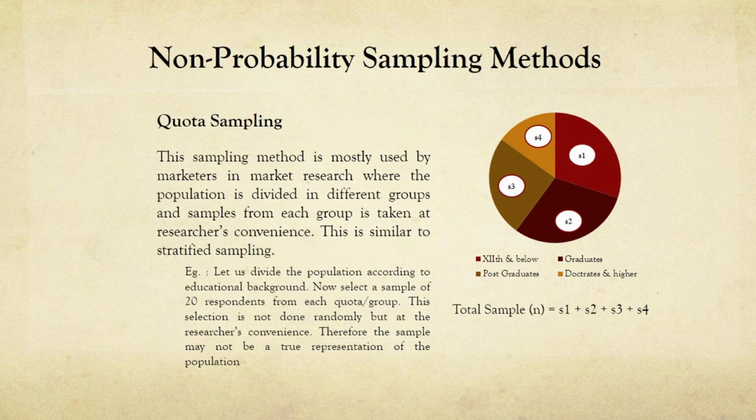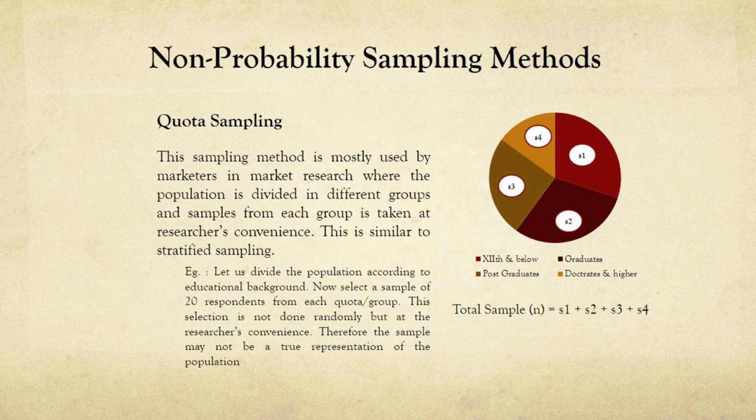An example is, let us just divide the population according to the education background. So we divided that according to the education background, and the first quota is belonging to all those who studied till class 12th or below. Second is all the graduates and the postgraduates and doctorates and higher. And this is how we've divided it. And then we make samples in each quota. And after we've selected those samples at our own convenience, we calculate the total sample size, and that is the total sample that you need for your study. So this is called as a quota sampling.